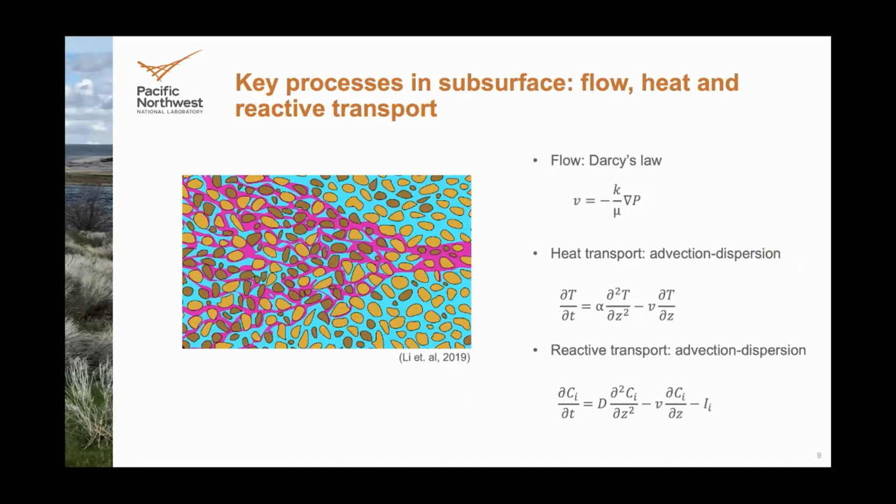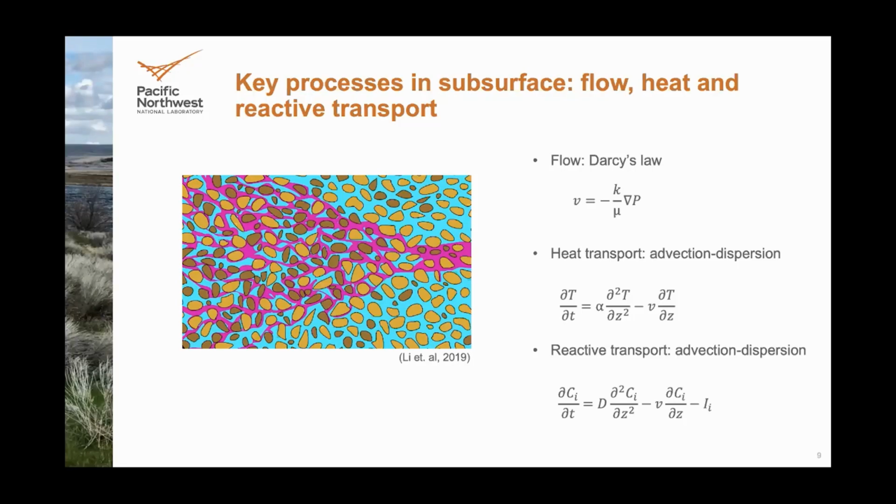So I've talked a lot about flow, heat, and reactive transport. Here I will give you a basic idea of how those processes are represented in the subsurface. This figure shows the conceptual model for the porous medium. The yellow circles represent the grains or matrix, which is composed of many minerals, and the blue color means the pore space, and the magenta represents the pool of water flow.